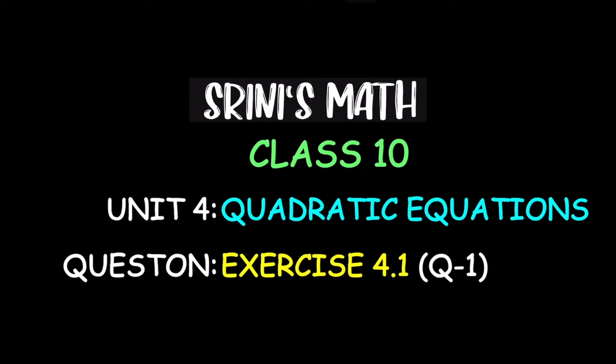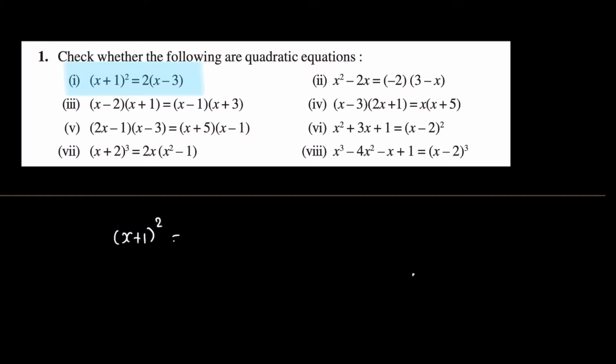Today we are going to discuss Class 10 Unit 4 Quadratic Equations, Exercise 4.1, Question number 1. Check whether the following are quadratic equations or not. The first question: (x + 1)² = 2(x − 3).